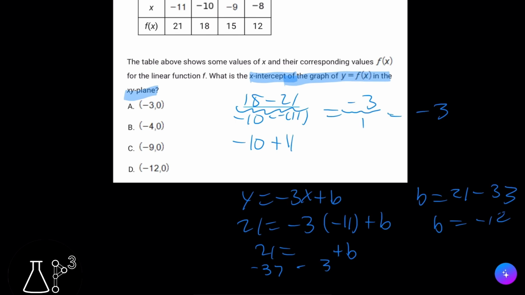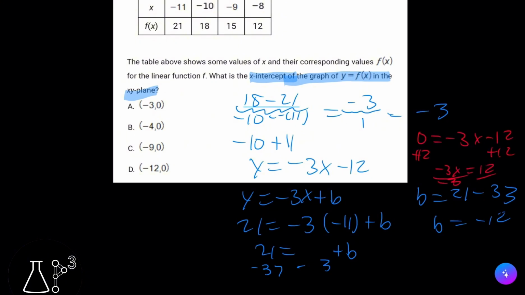Therefore, I have the equation y equals negative 3x minus 12. And now I have to look for my x-intercept. So what is our x-intercept? Remember, it's when y equals 0. So if you make y equals 0, I have 0 equals negative 3x minus 12. And now I just solve for x. I add 12 on both sides. I get negative 3x equals positive 12. And if I divide by negative 3 on both sides, I get x equals negative 4. And this is our answer, being B.